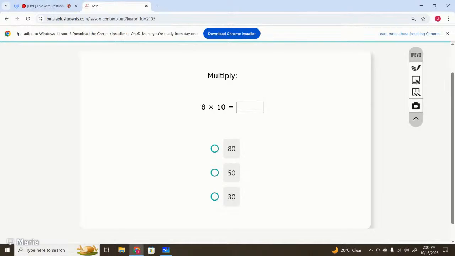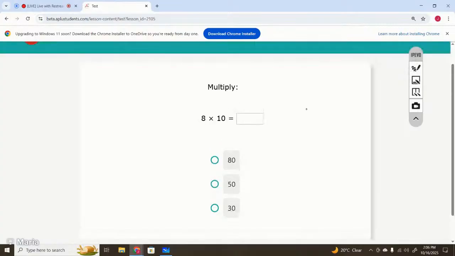8 times 10. So you need to multiply the non-zero numbers, right? When you are multiplying with multiples of 10, you just use the non-zero values. The non-zero values: you need to do 1 times 8. So 1 times 8 is 8. You have only one zero, so you just have to add a 0. 8 times 10 is 80.